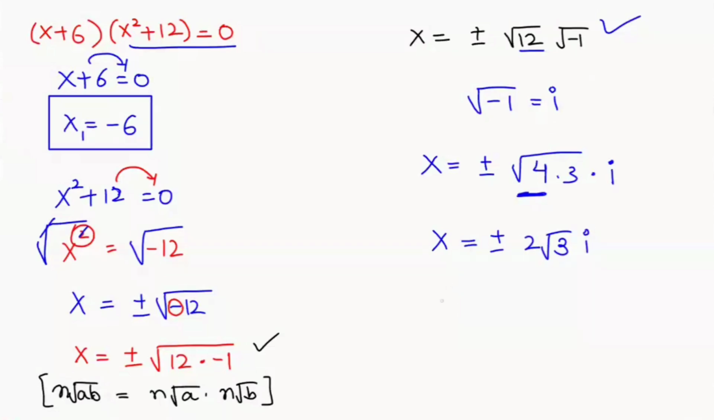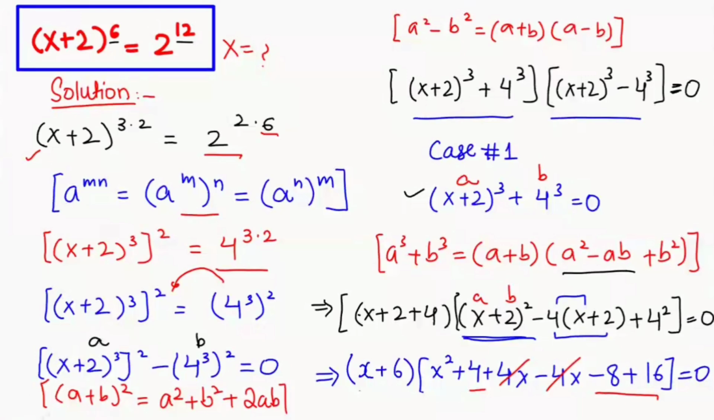Here we get the two x values. X2, I'm going to name it 2 root 3 iota. X3 we have negative 2 root 3 iota. Next, I'm going to solve this second case.